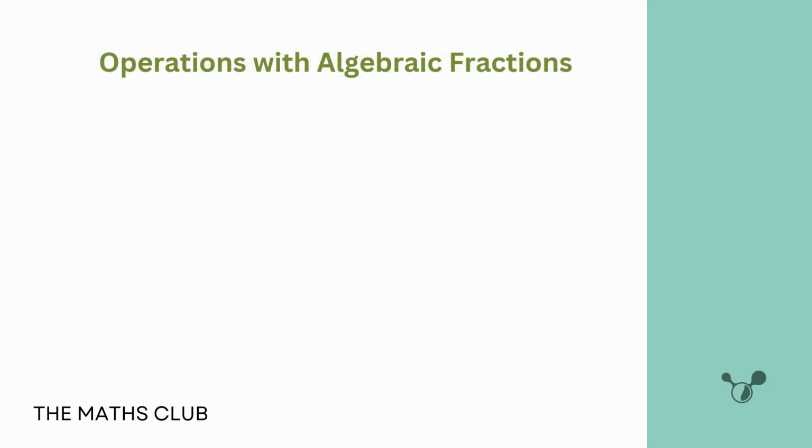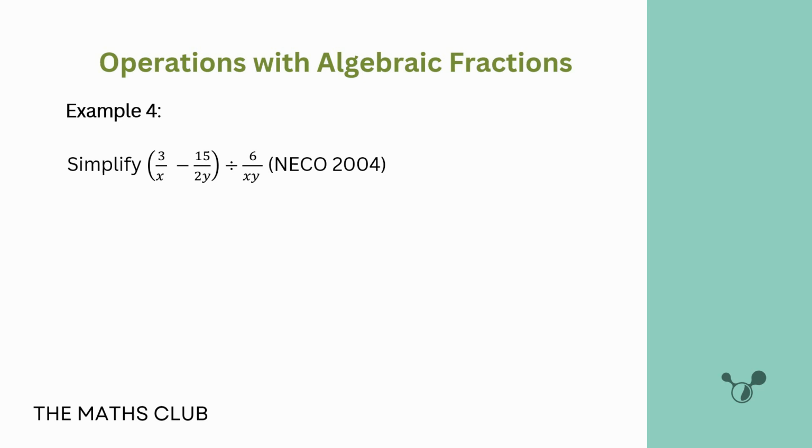Let's see some examples. The first example is that we should simplify 3 over x minus 15 over 2y, all in brackets, divided by 6 over xy. I want you to pause the video and try this out yourself. Welcome back. Let's look at it together.